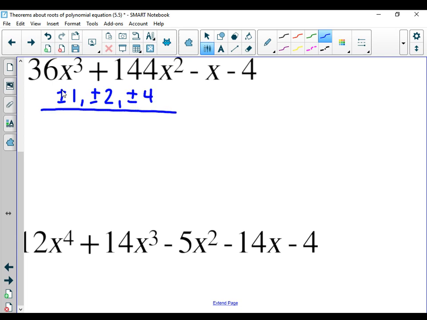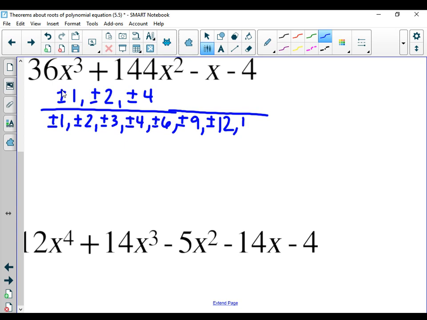Okay, so if we have 1, 2, and 4, and then we have 1, 2, 3, 4, 6, 9, 12, 18, and 36. Did I forget any? Unfortunately, there is that many.